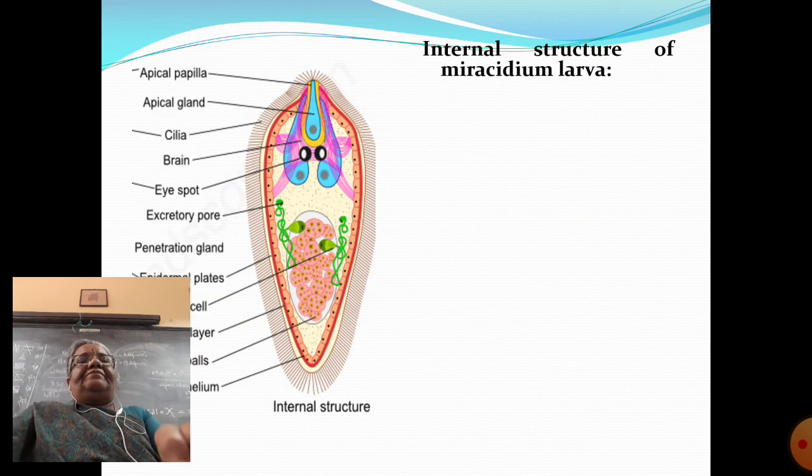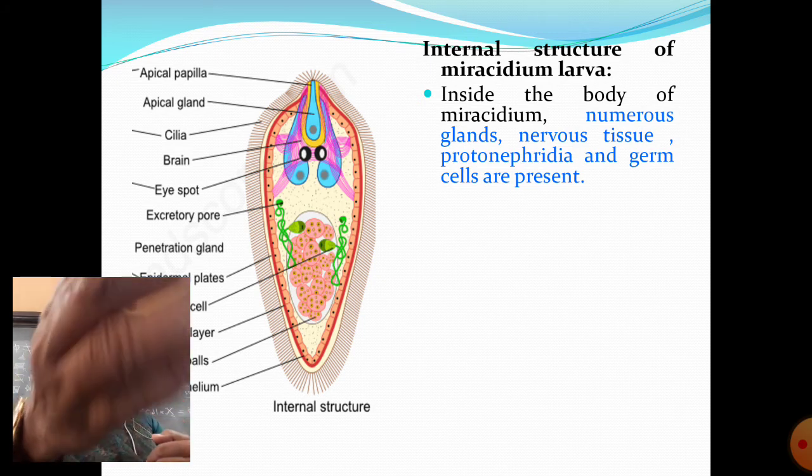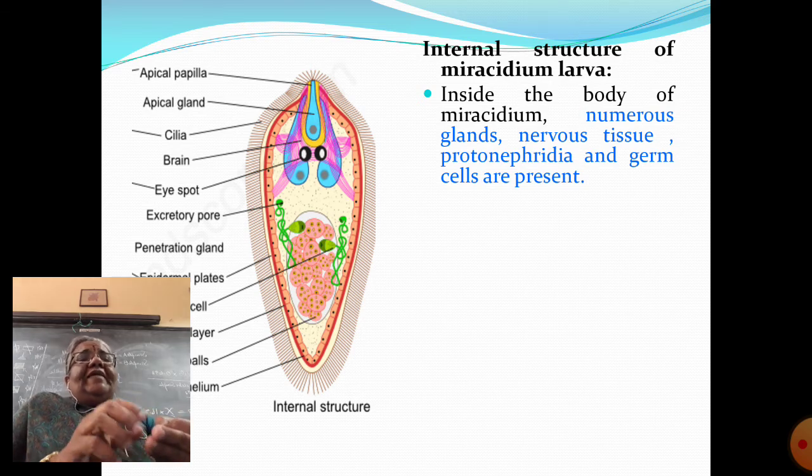Okay. Then, having studied the external features, you should learn the internal features also, because you can see them in the slide. Inside the body of Miracidium, what all you find, you can see in the diagram. You find numerous glands, number 1; nervous tissue, number 2; protonephridia or flame cells, number 3; and germ cells. So these are the 4 major structures that you find: numerous glands, nervous tissue, protonephridia or flame cells, and germ cells.